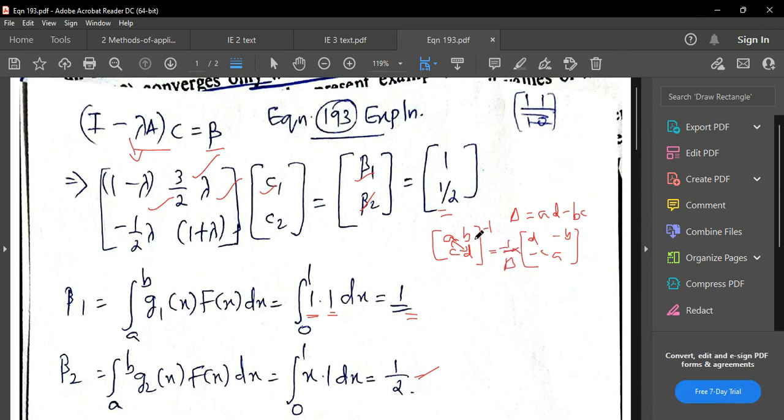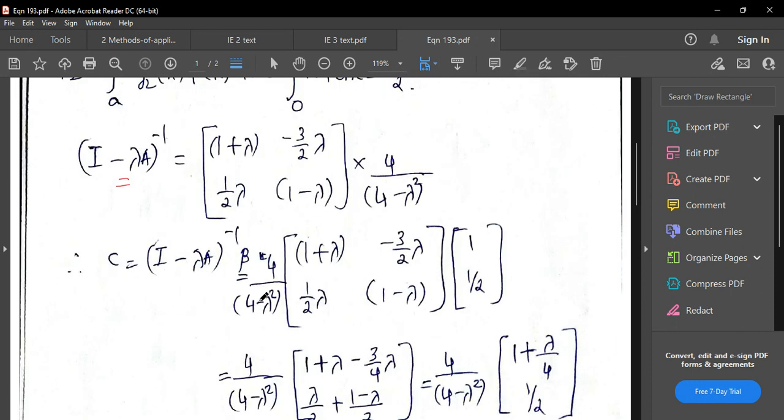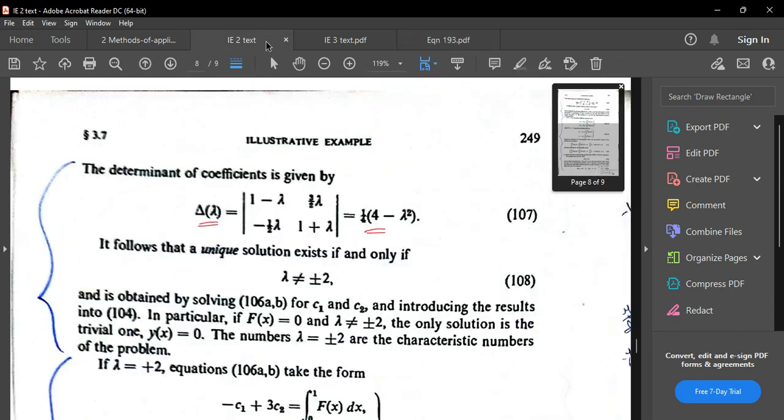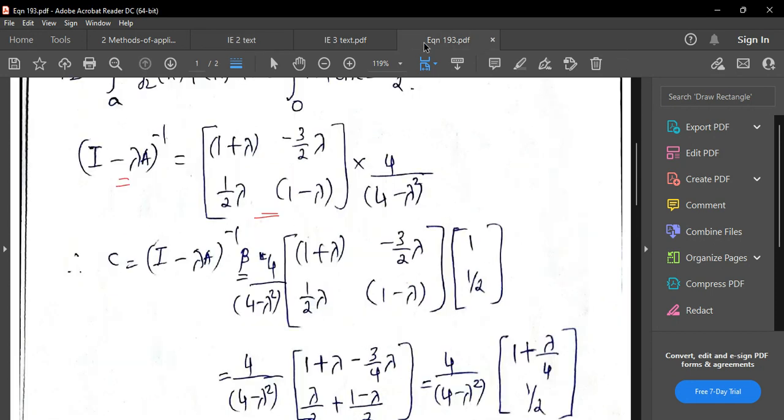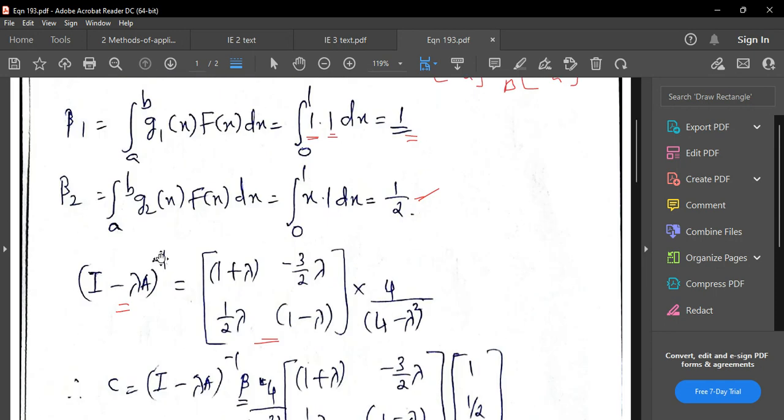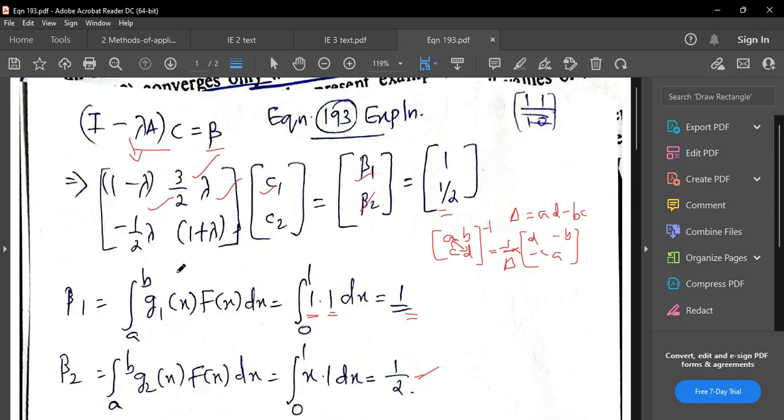This is the inverse. So for a 2 by 2 matrix, it is easy to calculate the inverse. It is swapping the diagonal elements, giving negative signs to the other diagonal elements, and dividing the whole by the determinant. So what will we get? We will get this form into determinant, which is given here. Determinant is 4 minus lambda square into 4. So this is the inverse.